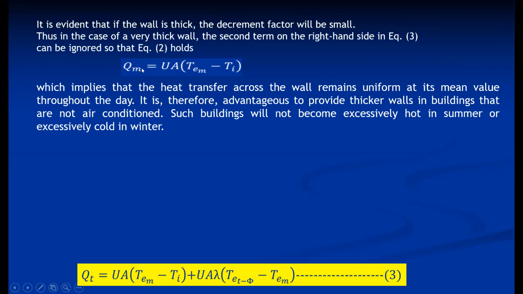So generally, if we see the old building structure of stone walls, the thickness is very large, and because of that large thickness, the building remains cool in summer and remains warm in winter. So such buildings will not become excessively hot in summer or excessively cold in winter. I don't know whether you have experience or not.